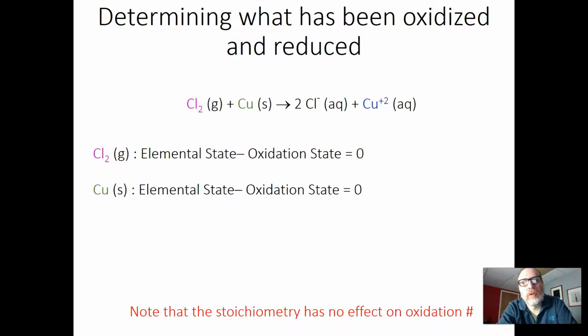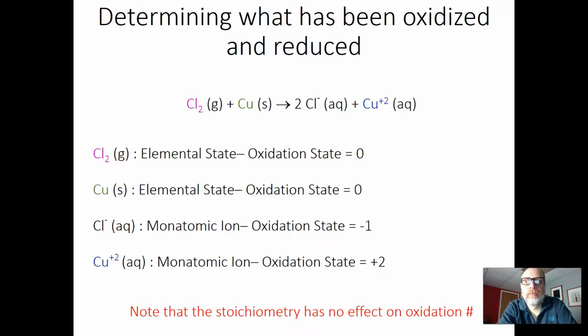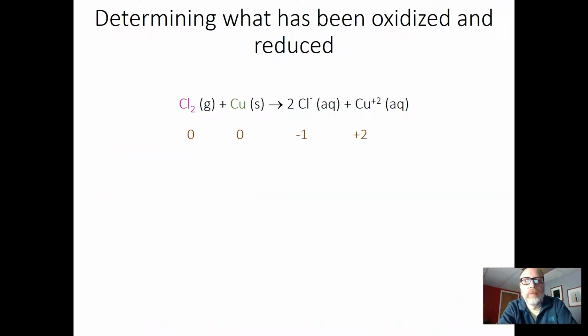Move to the right, now we're into the products. Chloride ion, Cl minus, monatomic ion. Charge is the oxidation number. So for chloride ion, the oxidation number is -1. And then copper, another monatomic ion, has a charge of +2, so its oxidation number is going to be +2. So we've gone through and assigned an oxidation number to every atom in that chemical equation.